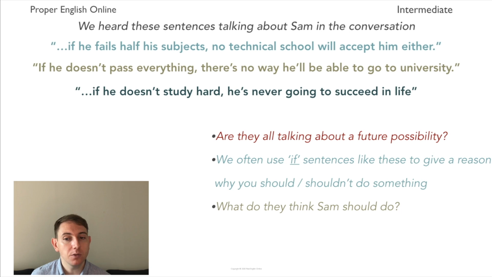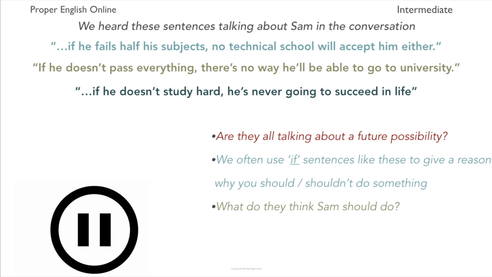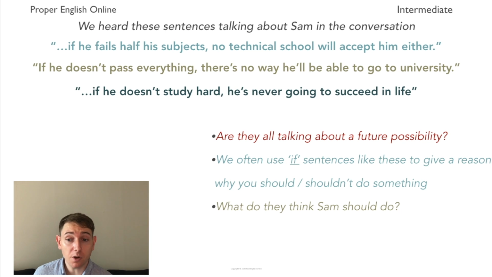So, what do his parents think Sam should do? Pause this video and think. Okay guys, right, so they want him to study. It's quite simple. They want him to work hard, because if he doesn't study, he's never going to succeed in life. If he doesn't study, there's no way he'll be able to go to university. And if he doesn't study, no technical school will accept him either. All these sentences are explaining why he needs to study hard.